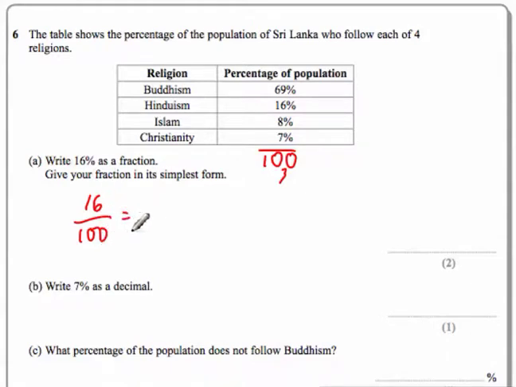So let's divide by 4, shall we? I know that 4 will go into both of these numbers. You could have used 2, but the bigger the better, really. So 16 divided by 4 is 4, and 100 divided by 4 is 25. And I can see that I can't cancel that down any further, so we've got 4 over 25, 4/25.